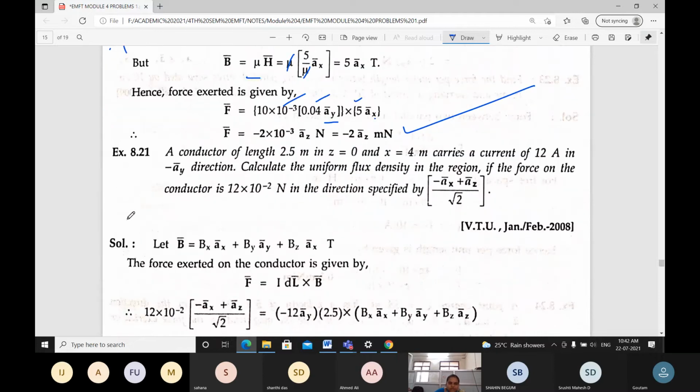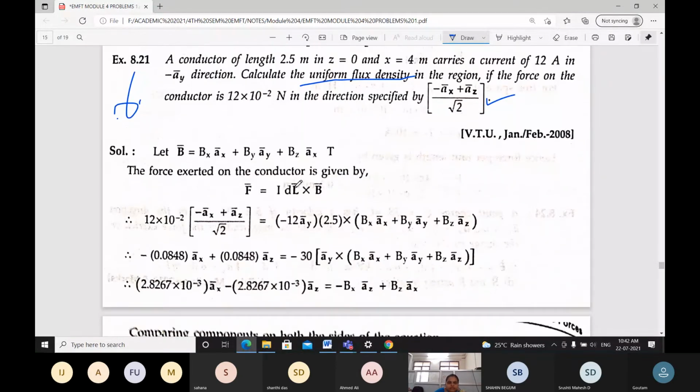Next problem. Here it is given a conductor of length 2.5 meter at Z equals 0 and X equals 4 meters, carrying a current of 12 amps in the minus AY direction. Calculate the uniform flux density. Here B is asked in the region, if the force on the conductor is 12 into 10 raised to minus 2 newtons in the direction specified by minus AX plus AZ divided by square root of 2. This problem is asked for 6 marks in the question paper.